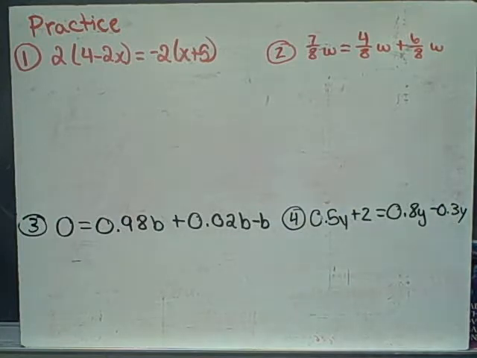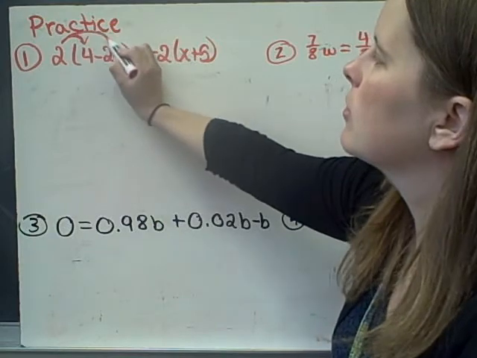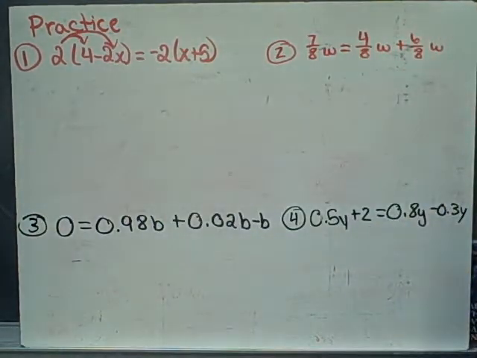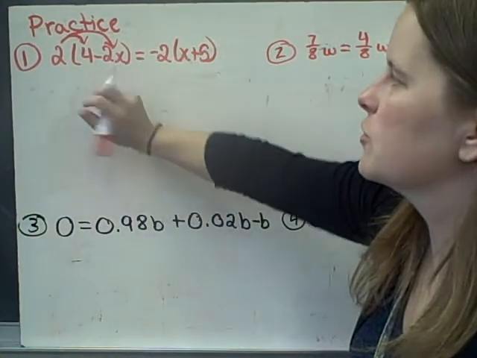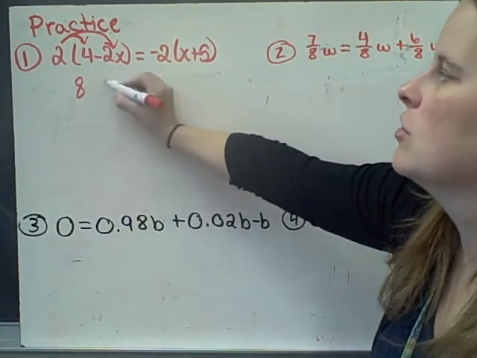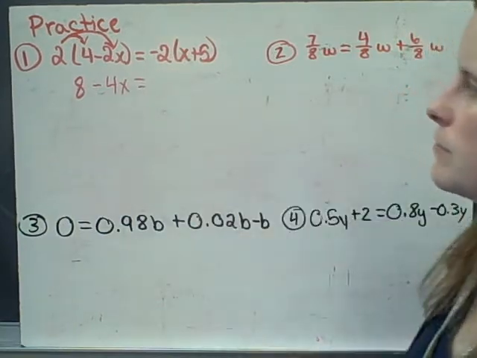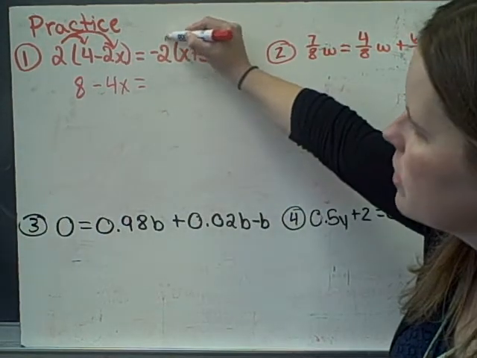First step on number 1 is to distribute. You notice here that you have distributive property on both sides. So I have to do it on both sides. Watching my signs. Okay, 2 times 4 is 8, and 2 times a minus 2 is minus 4x's. Okay, and I do it on the other side.